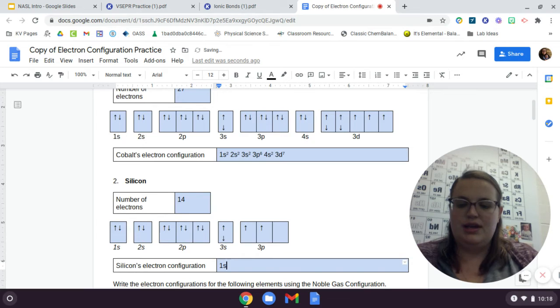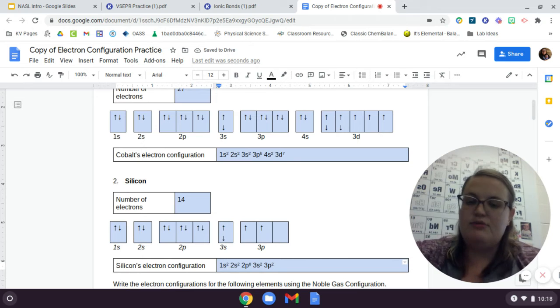So I have 1s2, 2s2, 2p6, 3s2, 3p2. So I can check my work again by adding up all my superscripts to get 14.